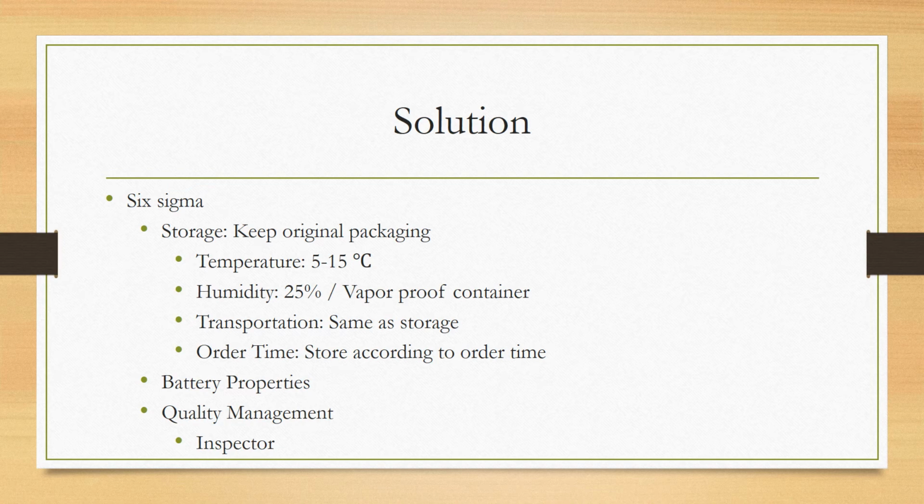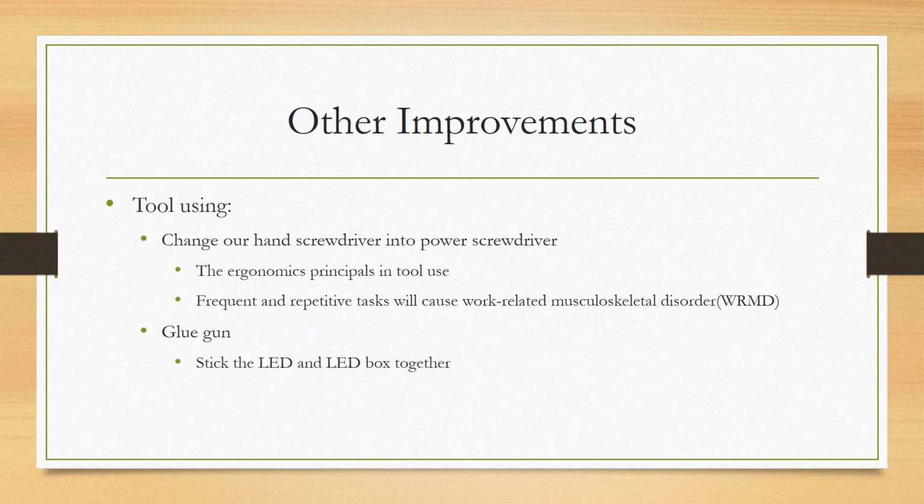We set an inspector before the assembly line in order to make sure all batteries work before they go into the assembly line. As for other improvements, we considered tool usage. We decided to change our screwdriver into a power screwdriver according to the ergonomics principle in tool use, which is to bend the tool, not the wrist. When manual hand tools are used for tasks that require frequent and repetitive use of force, the risk of contracting work-related musculoskeletal disorders increases.